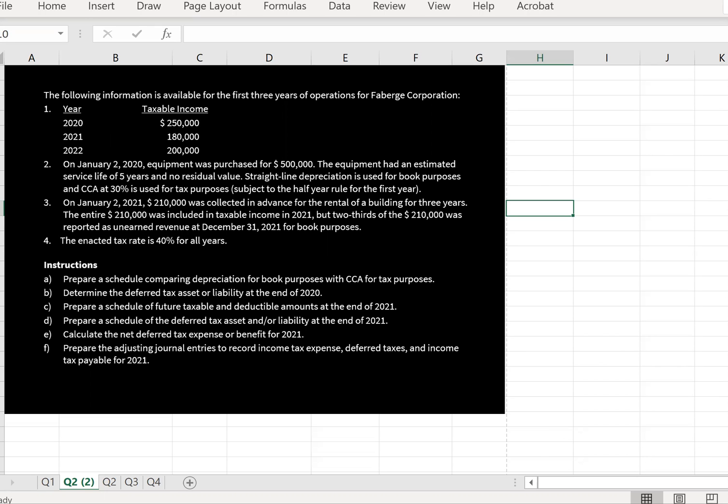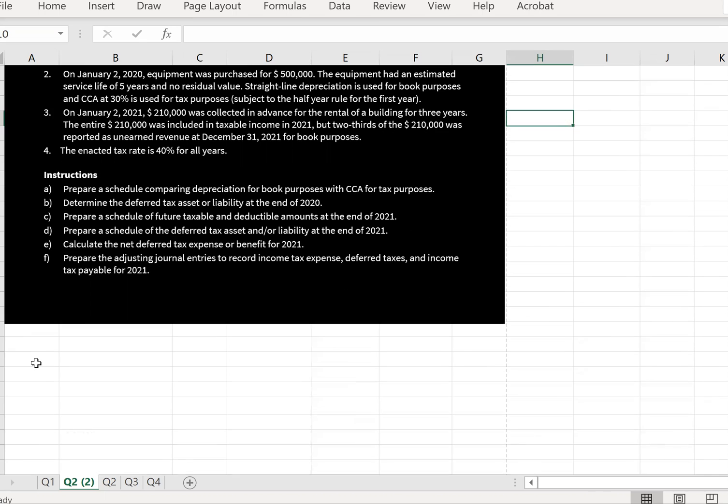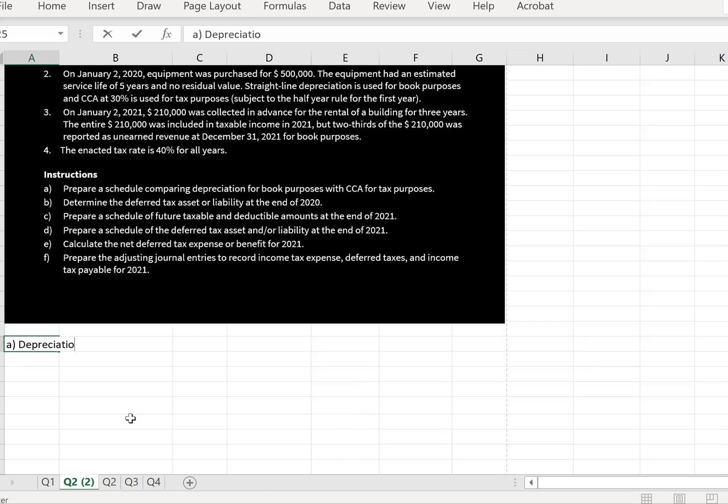So the first thing we're asked to do is to prepare a schedule comparing depreciation for book purposes with CCA for tax purposes. So let's get started with that. Let's make sure we're really careful and label what we're doing in the question. So here we're going to have depreciation versus CCA. Okay, and that's what we're doing.